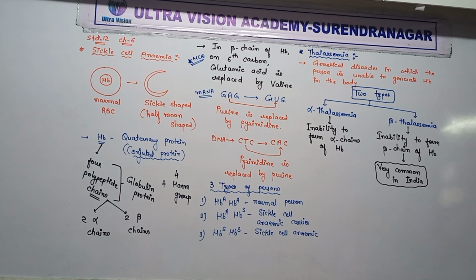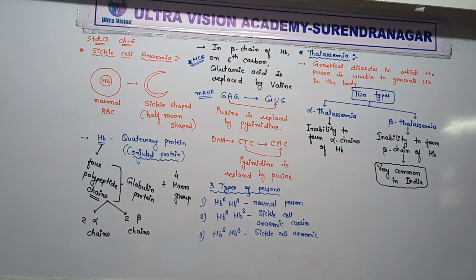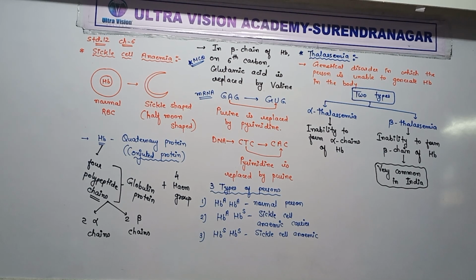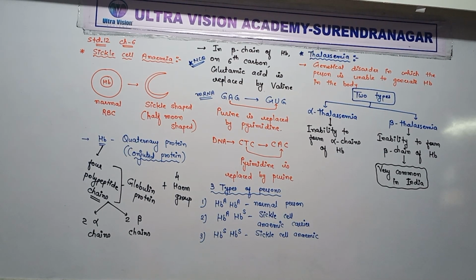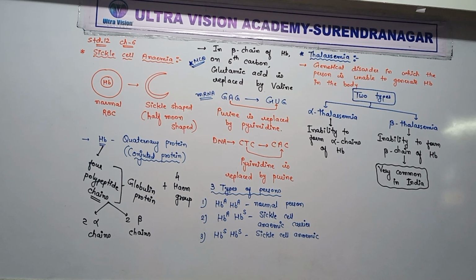Thalassemia is a genetic disorder in which the person is unable to form hemoglobin inside the body. So if the person is unable to form the alpha chains of hemoglobin, this type of thalassemia is known as alpha thalassemia. Whereas if the person is unable to form the beta chains, it is known as beta thalassemia. Beta thalassemia is very common in India, and apart from these two types, another two types are also there that I will tell you later on.